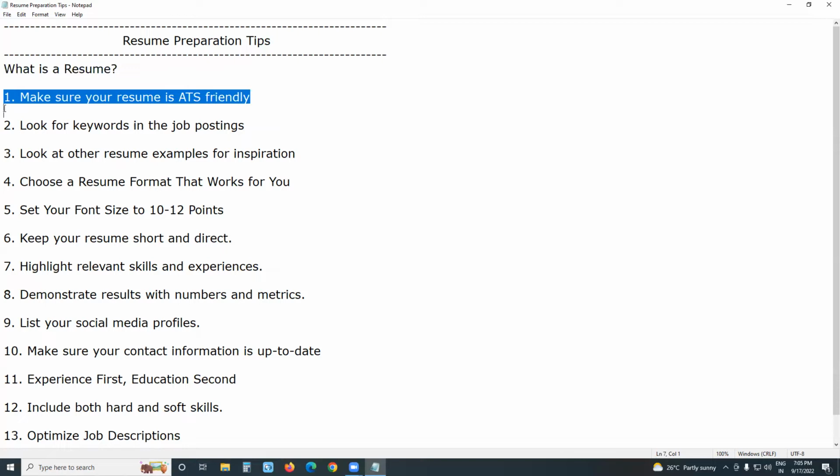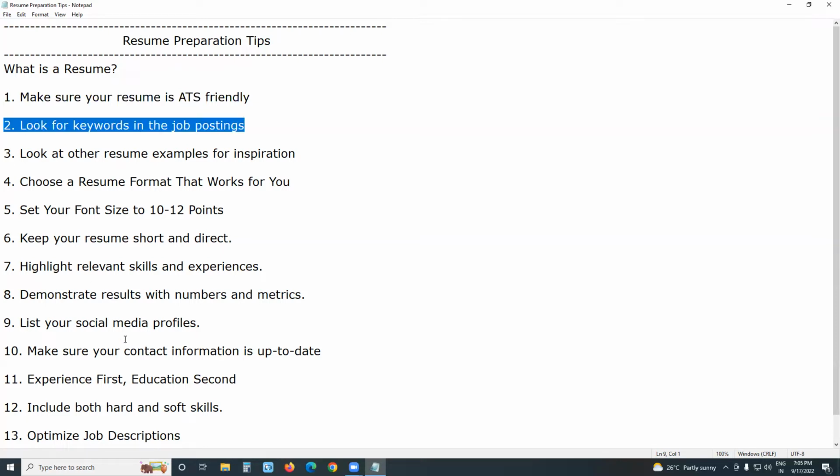See, many large corporations or many large organizations use something called application tracking system, ATS software, to sort through the many applications they receive on a regular basis. These systems search for keywords and phrases relevant to the position and filter out applications whose resumes don't include the content the employer is looking for. So make sure your resume is ATS friendly.